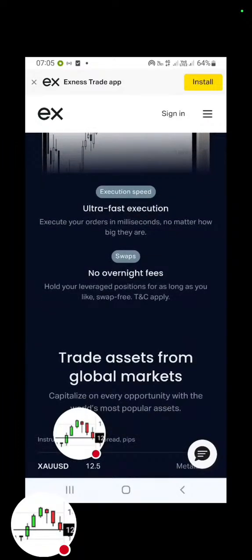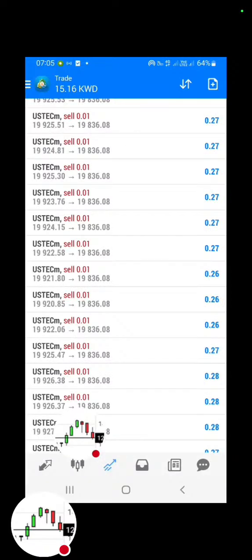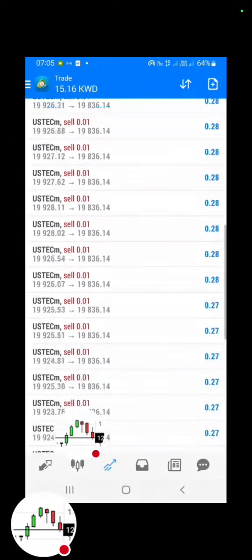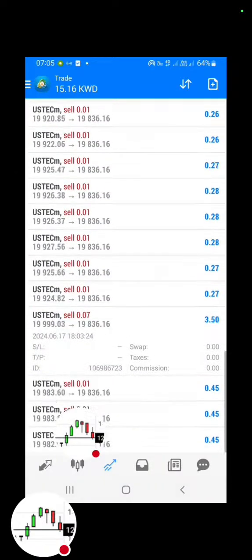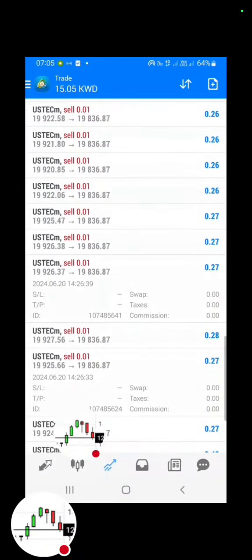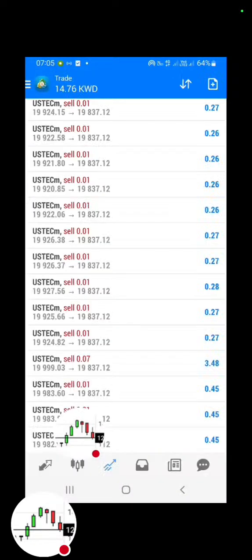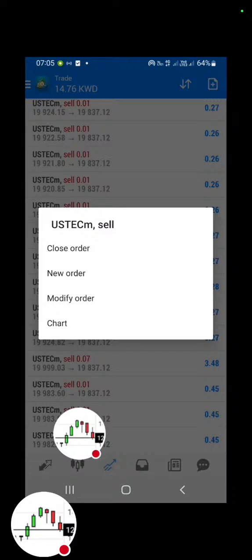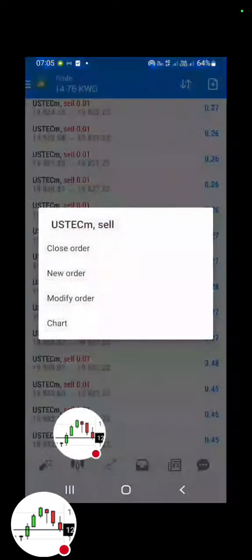Then you can see on the screen that there's no swap. I've been holding this trade for a long period of time, and there's no swap, there's no such thing as swap with this broker. You can see no swap, nothing, zero. So when you are trading Nasdaq or any type of market, no swap. No need to worry about a commission or anything.